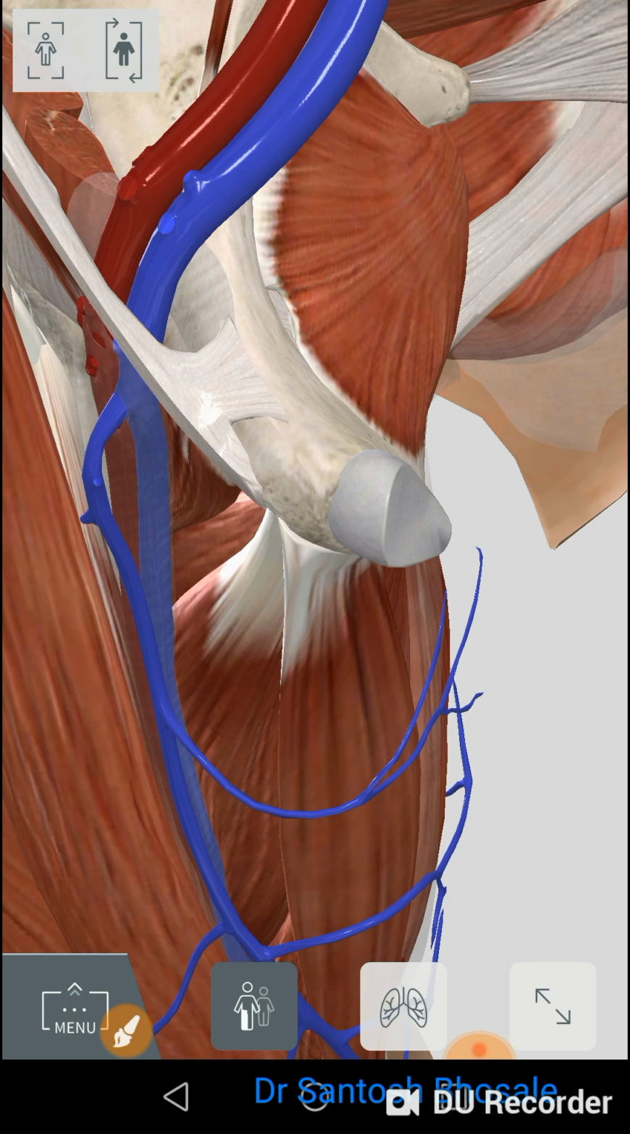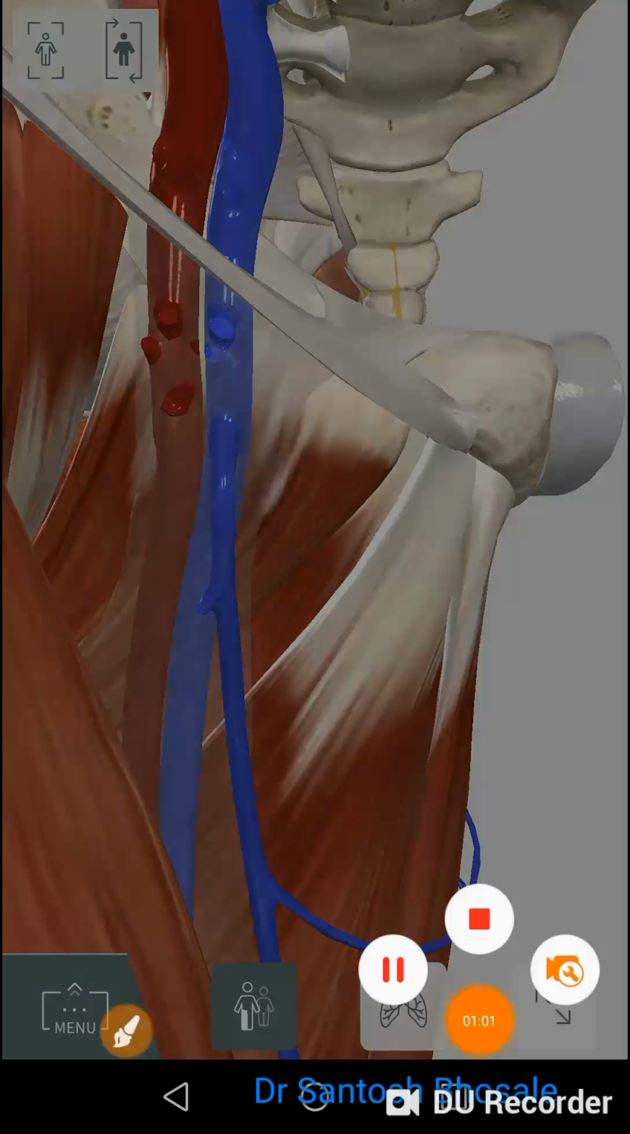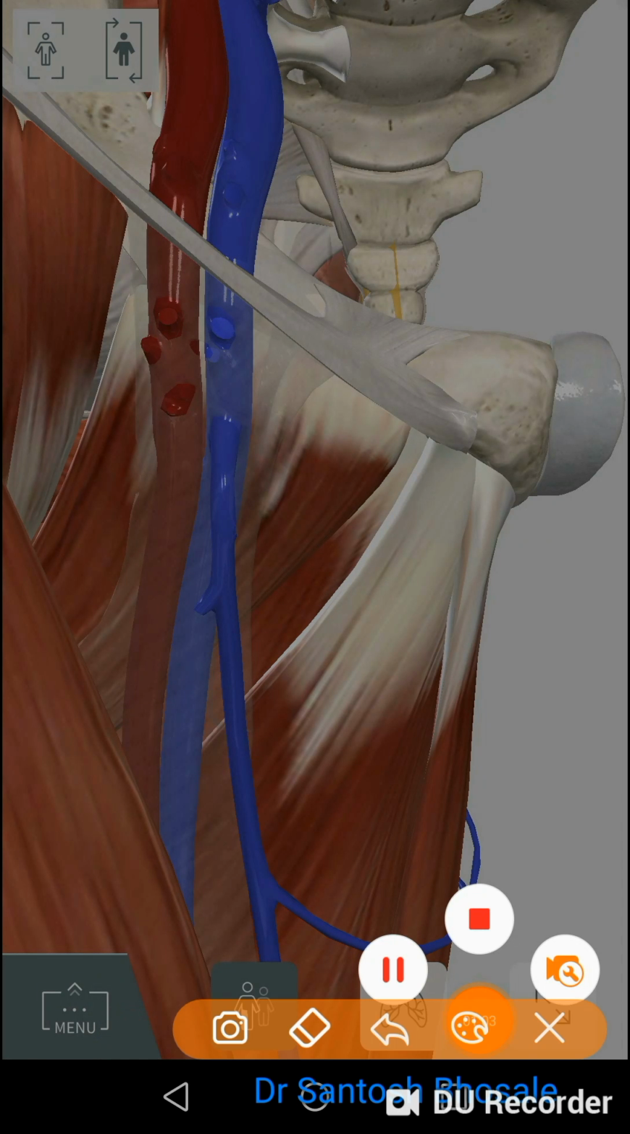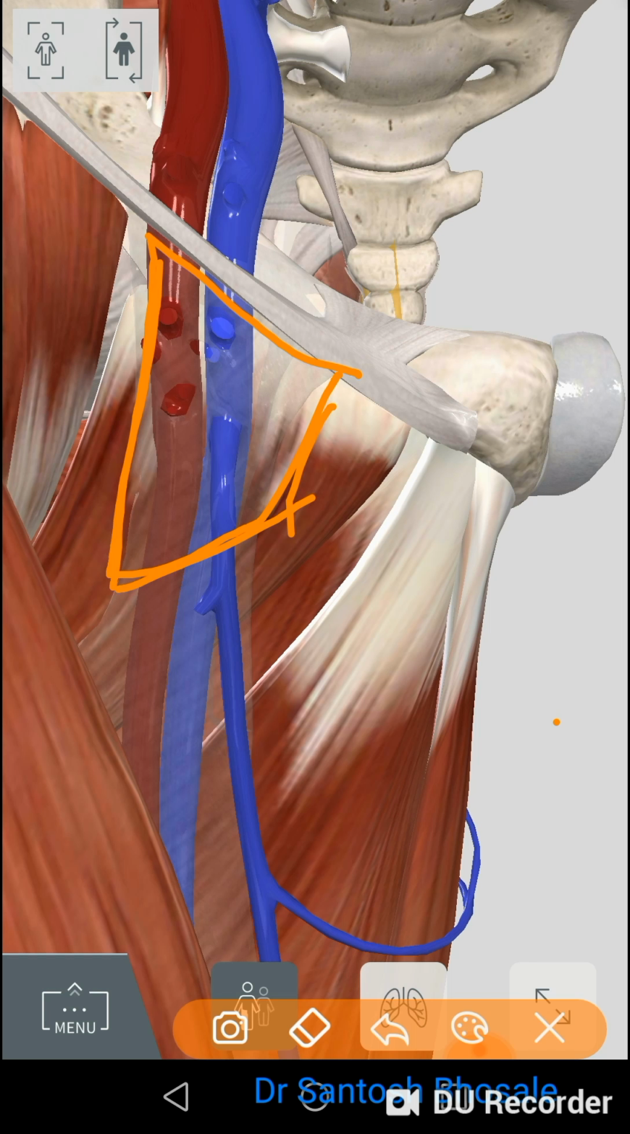This sheath is asymmetrical, as you can see here. Laterally it is vertical, and the medial wall is sloping, oblique, and directed downwards and laterally like this. This is the lateral wall and this is the medial wall, you can see.